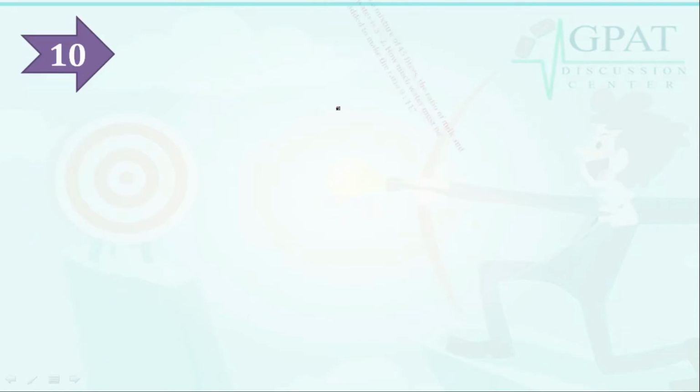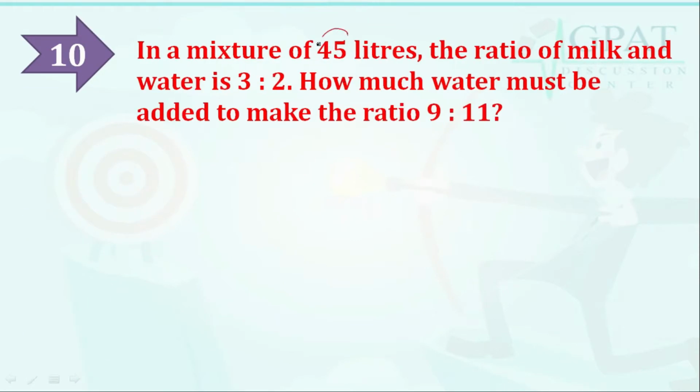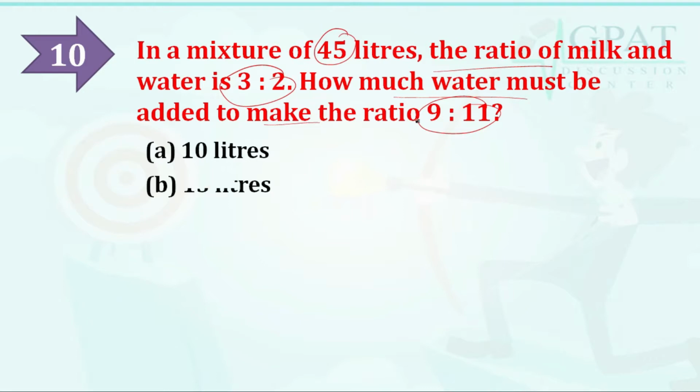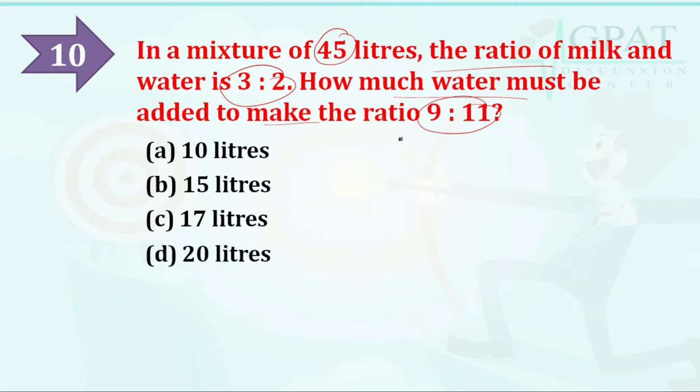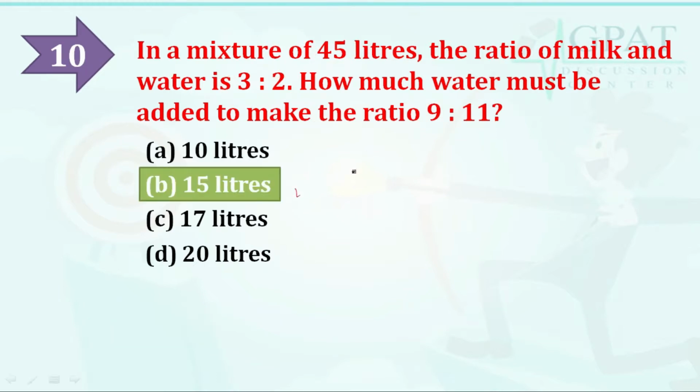Moving on to the next question: in a mixture of 45 liters, the ratio of milk to water is 3:2, and how much water must be added to make it 9:11? The options are option A 10 liters, option B 15 liters, option C 17 liters, and option D 20 liters. So which is the correct answer? How much water must be added to make the ratio 9:11? The correct answer is 15 liters of water to make the ratio 9:11.